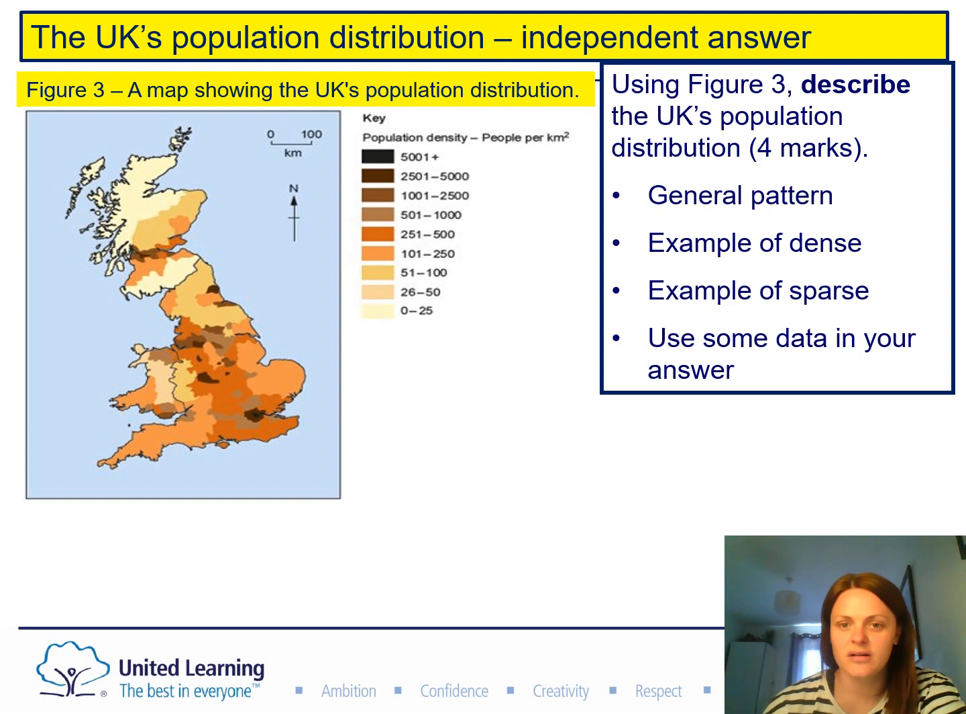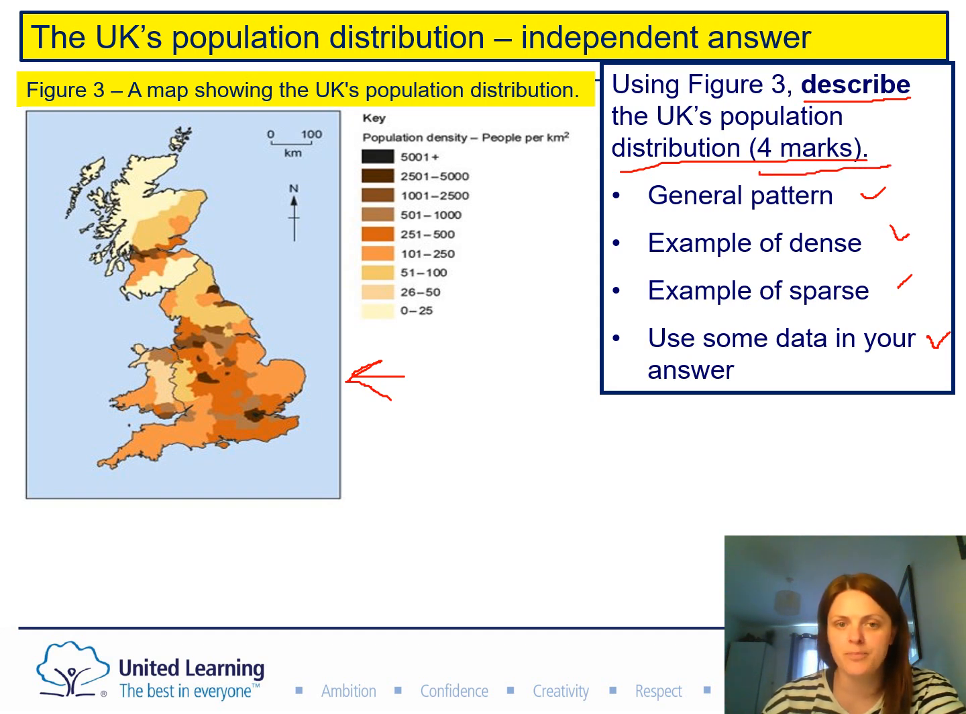Right, so taking on board what I've just done with China, I would like you to do the same thing but for the UK. So here is a map showing the UK's population distribution. Okay, I want you to describe the UK's population distribution. This time you have 4 points to answer, and this answer is worth 4 marks.